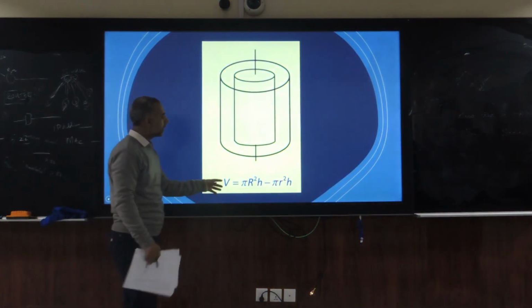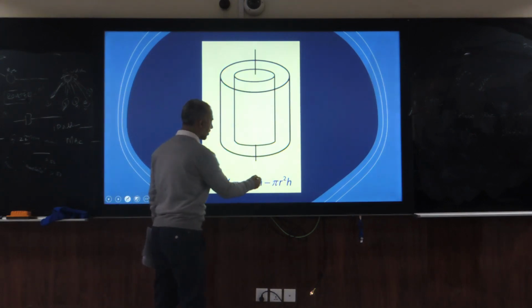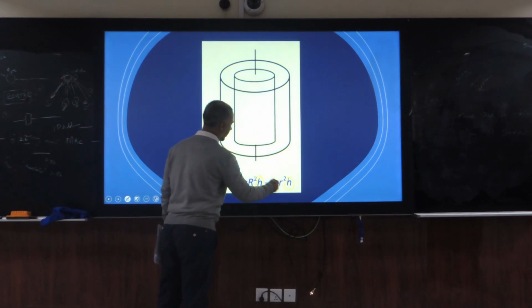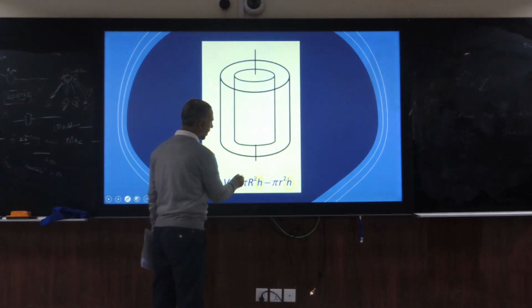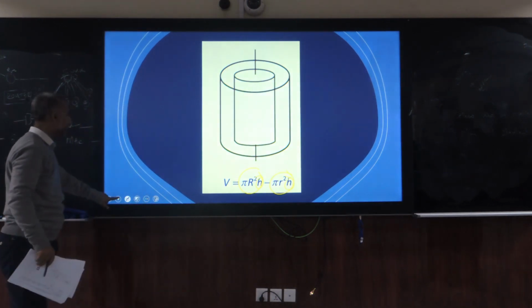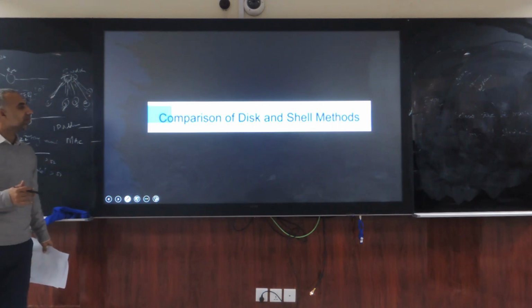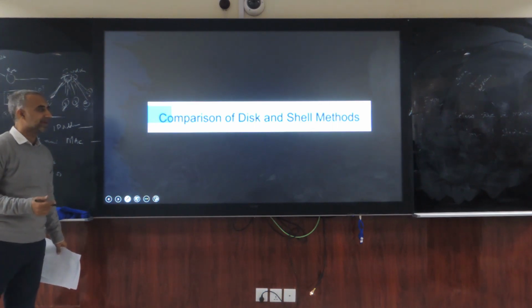Further, in the washer method the axle is not included. Here the height, because in sampling we are reading the sample, so this is the outer layer, this one is the inner layer. So let's talk about the comparison between the disc and shell methods.